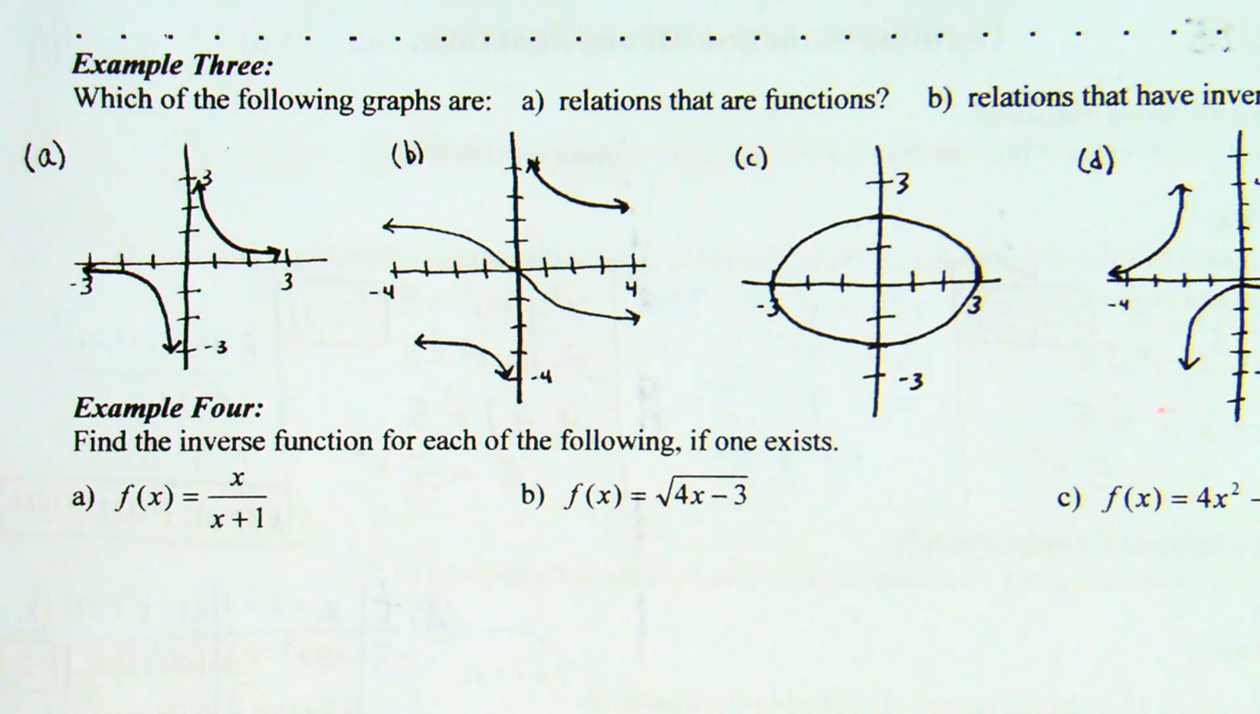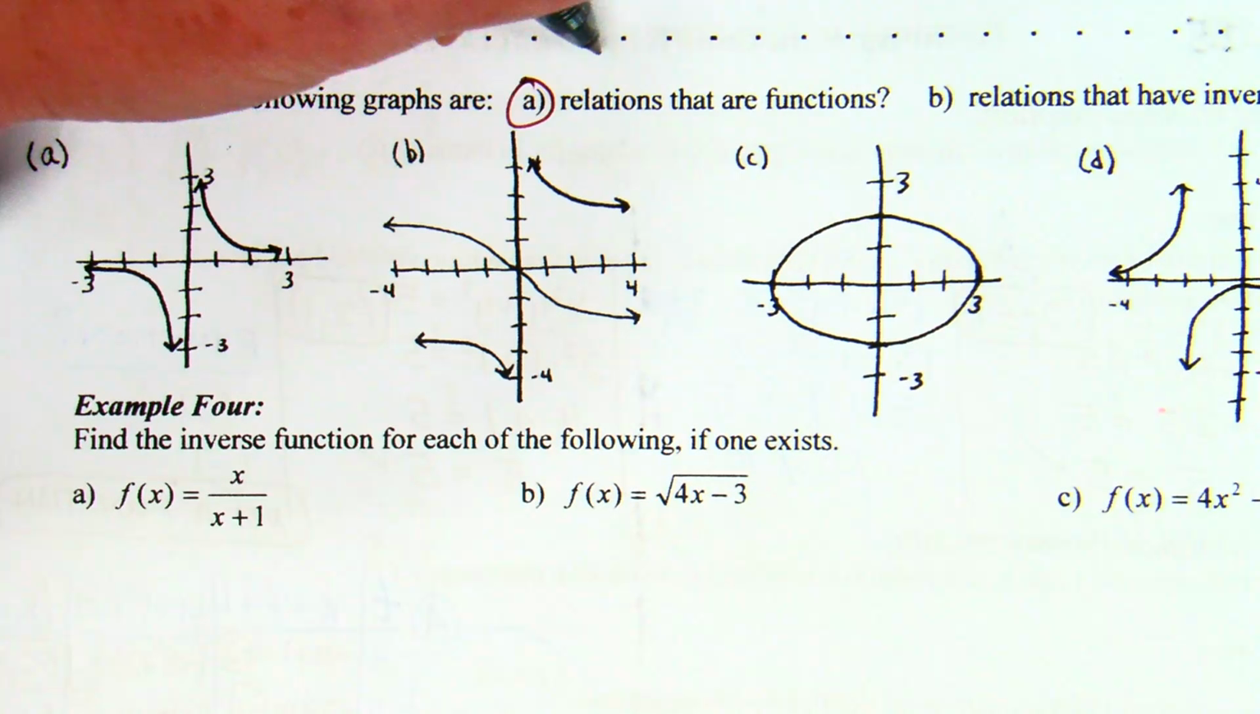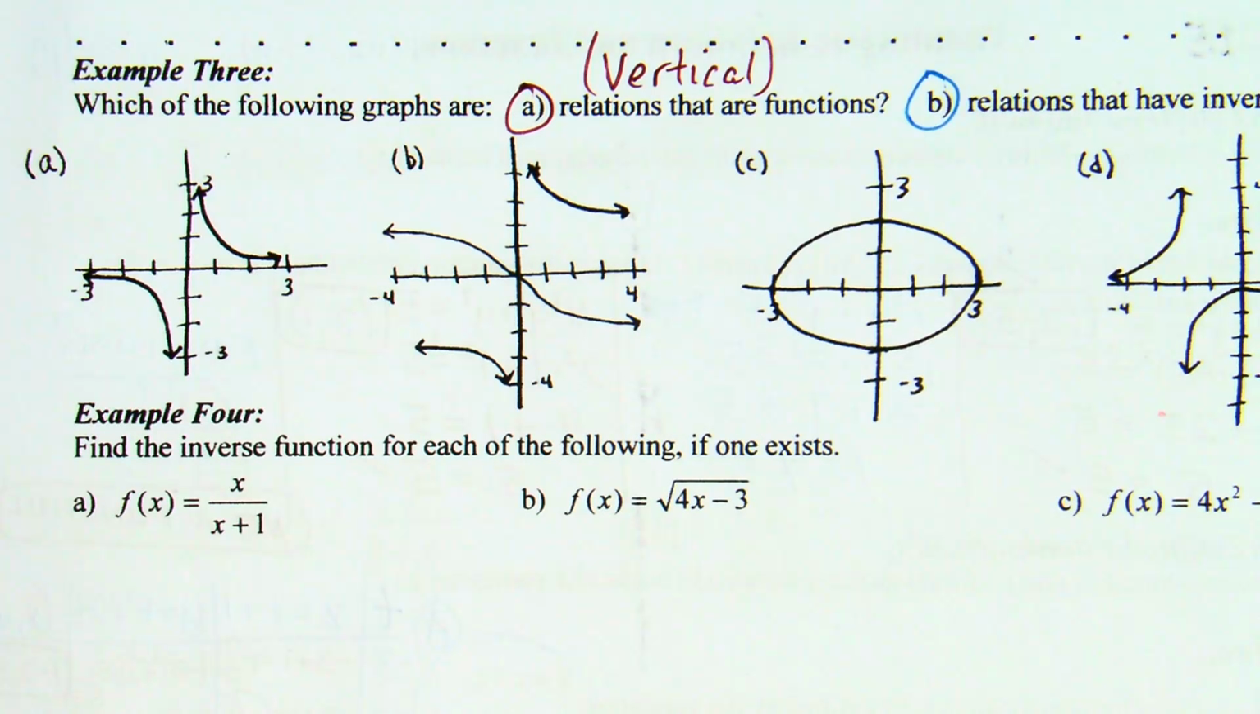So we have 4 graphs up here, and for each of these 4 graphs, we have 2 questions to answer. First, part A: are the relations functions? How are we going to decide if they are functions? That will be the vertical line test. And then for each graph, we have part B: we have to determine if each of these relations has an inverse. How do we determine if it has an inverse? Horizontal line test.